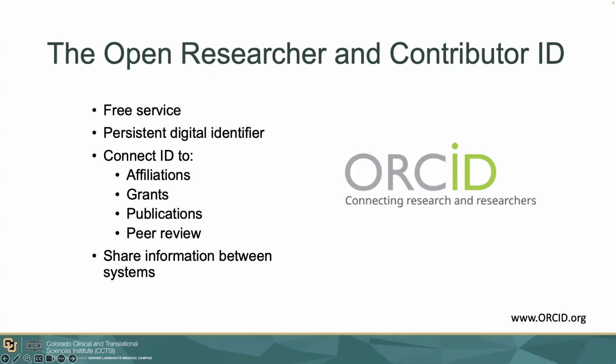So the first thing to do is to sign up for an Open Researcher and Contributor ID, or ORCID. ORCID provides a persistent digital identifier that you own and control, and that distinguishes you from every other person out there. You can connect your ID with your professional information, so your affiliations, grants, publications, peer review, and more. You can use your ID to share your information with other systems, right? Ensuring you get recognition for all your contributions, saving you time and hassle, and reducing the risk of errors. Many journals now require an ORCID when submitting to make sure information is correct every time.